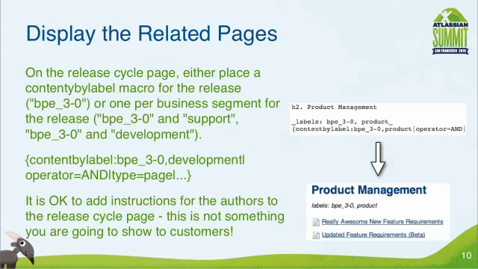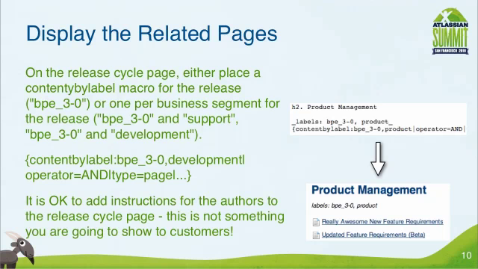Then when you go to the release page, you can use the content by label macro, and you can say, I want everything that has just this one label, or I want everything that has these 2 or 3 or 4 labels. So for instance, under product management, you can say, I want to pull in all pages that have the keyword BPE _ 3-0 and also have the keyword product. So you can see up over there at the right the actual wiki markup for the content by label macro. And underneath it, you can see it pulls in those 2 documents that I showed you earlier that are related to this release cycle.